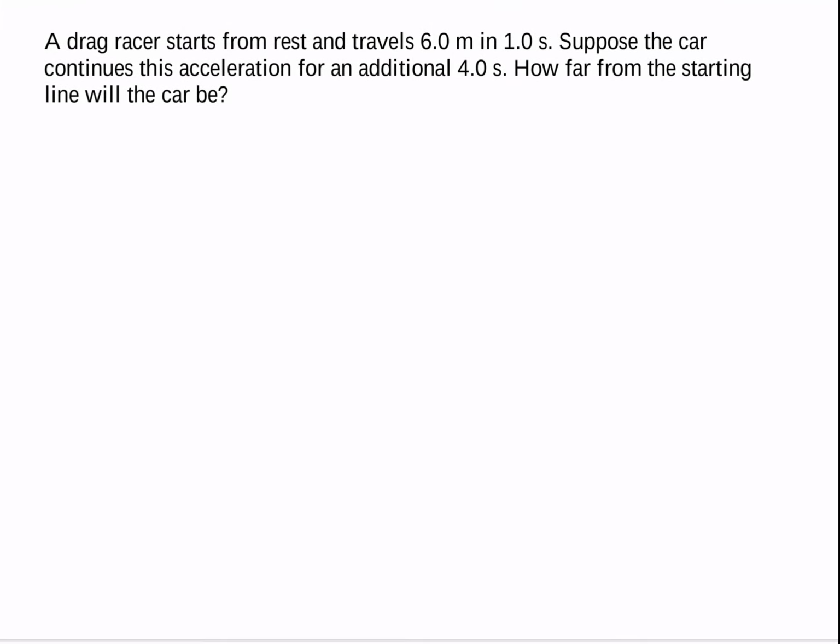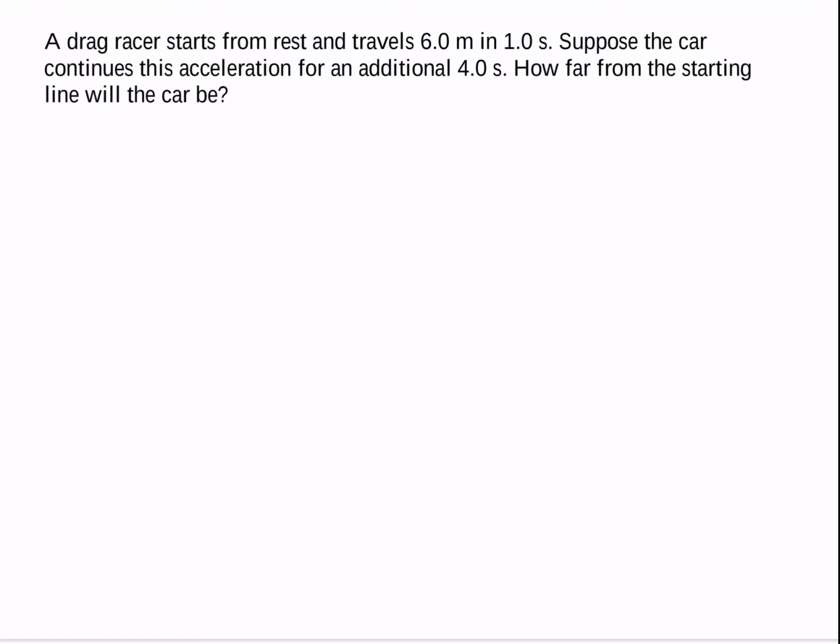Okay, so a drag racer starts from rest and travels 6 meters in 1 second. What's the independent variable here? Time. So suppose the car continues this acceleration for an additional 4 seconds. How far from the starting line will the car be?